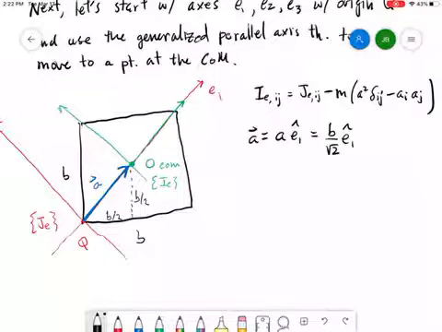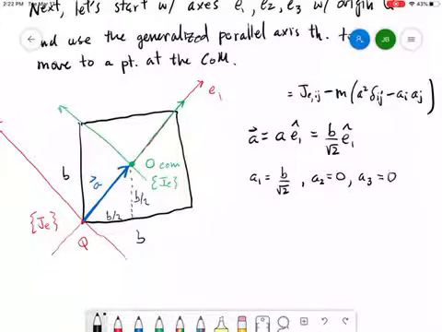And so when we use this generalized parallel axis theorem, we're going to want the individual components of A, and so we say there's only one component, and it's A1, and it's b over root 2. That means the A2 and the A3 components are 0, and we'll also need the length of A squared, which is just going to be b squared over 2. Okay, so with that, we can then start our parallel axis theorem calculation.